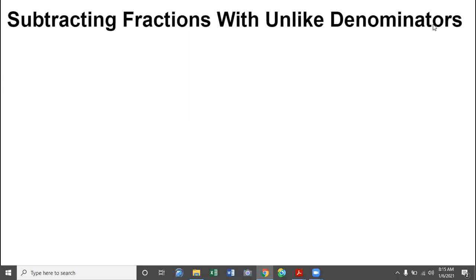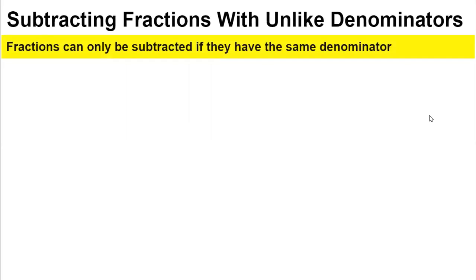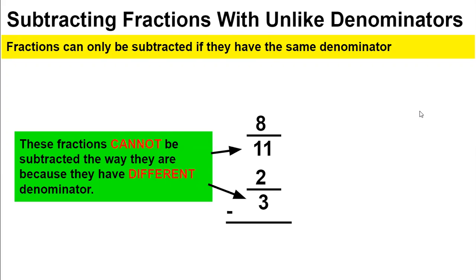So, subtracting fractions with unlike denominators. You've already done this with adding, so it's not much different with subtracting. So that's the good news. Fractions can only be subtracted if they have the same denominator. Remember, the denominator is the bottom number. So let's look at these two fractions, 8/11 minus 2/3. Notice how the bottom numbers 11 and 3 are not the same. So these fractions cannot be subtracted the way they are because they have different denominators.